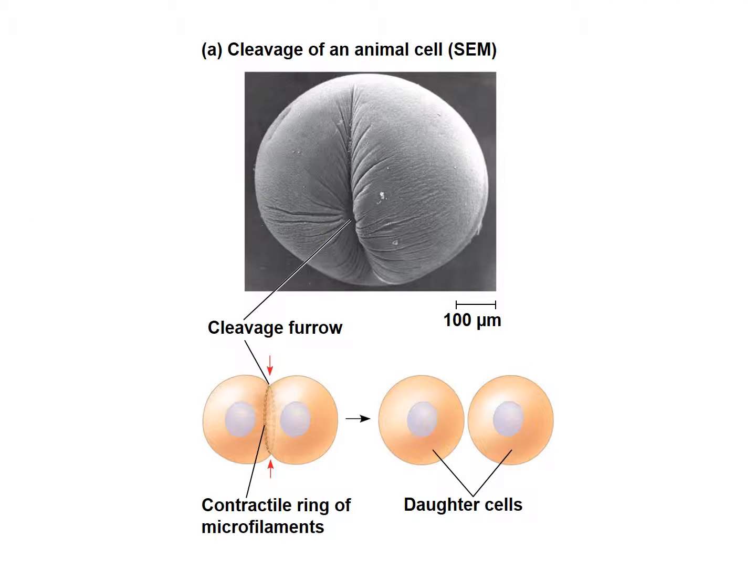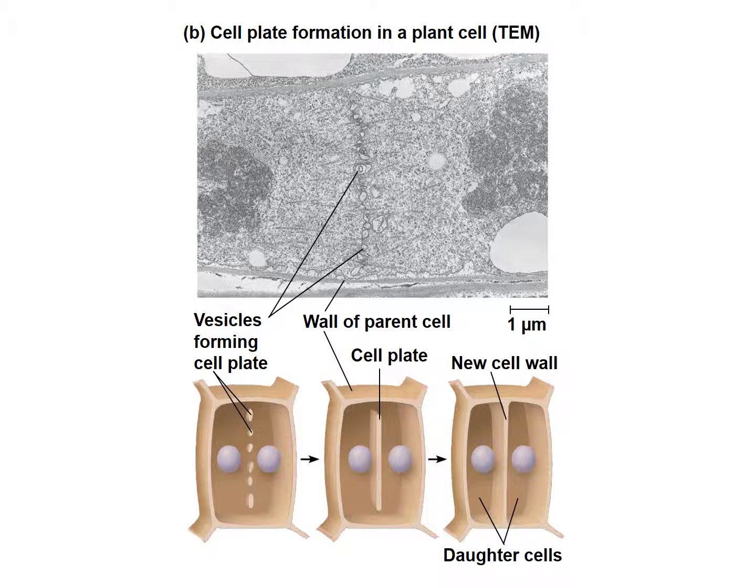And then we see the cleavage furrow forming in a dividing animal cell during cytokinesis. And in this image, we see a cell plate forming between the 2 new plant cells.